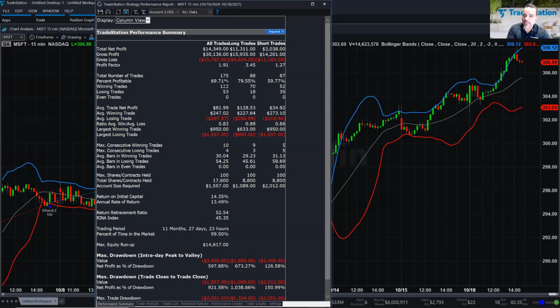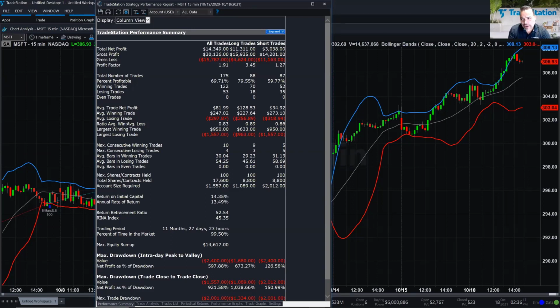How many trades are recommended? Somewhere between 30 and 40 trades is recommended as the minimum number of trades in your strategy backtest. I have 175, so I have a good sample of data. You also see the percent profitability. Right now it's at 69%, almost 70%, which is very common for this type of strategy. These are not trend following strategies. These are more like oscillating strategies.